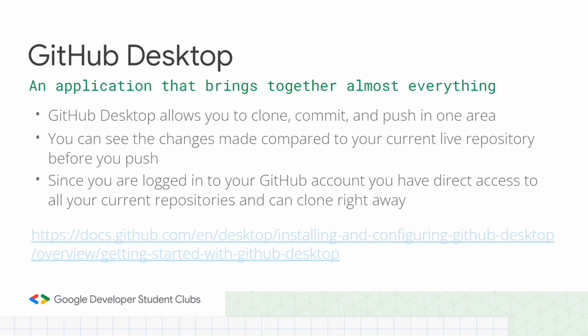It allows you to clone, commit, and push in one area, and you can see the changes you made compared to your current live repository on your GitHub account, with your local machine's changes, and it'll show it before you push it. And since you're logged into your GitHub account, you have direct access to all the repositories you've ever used, and you can clone them right away.